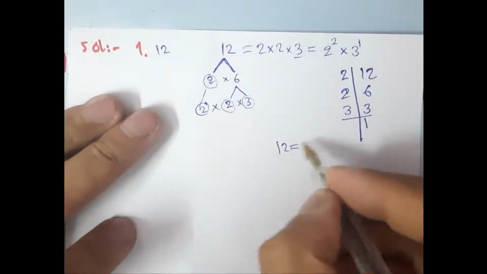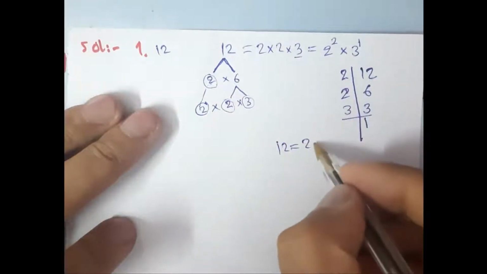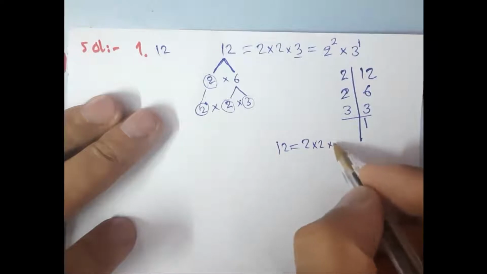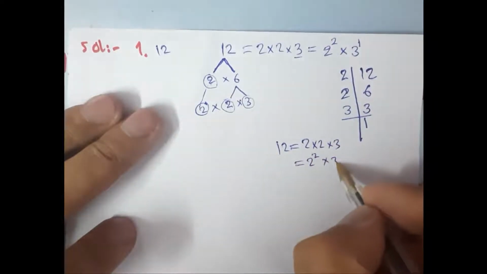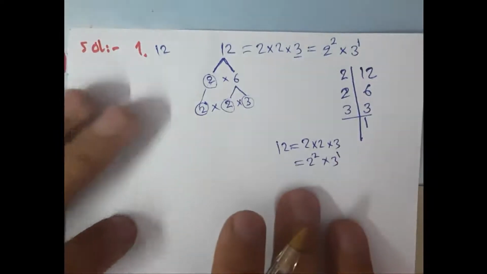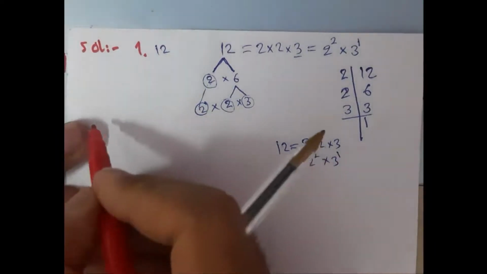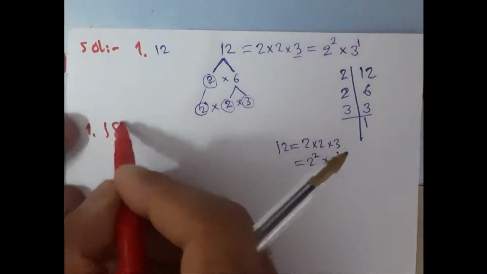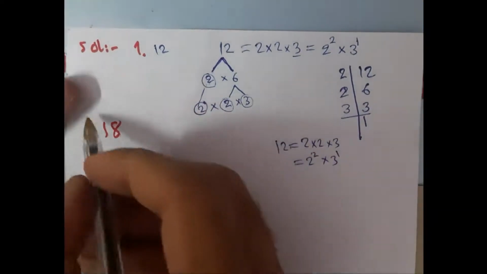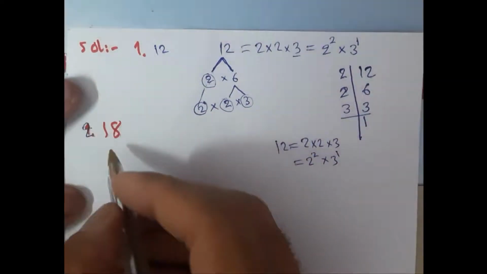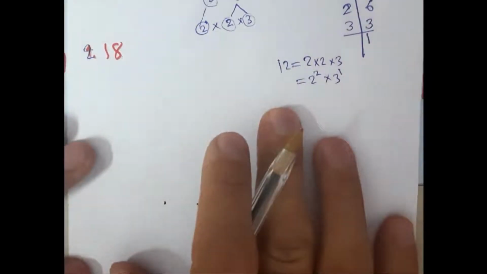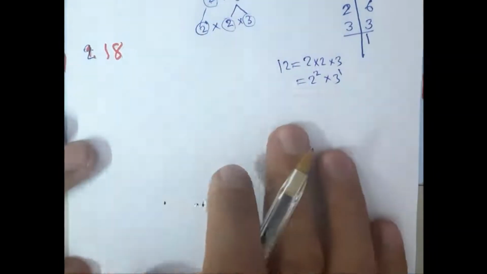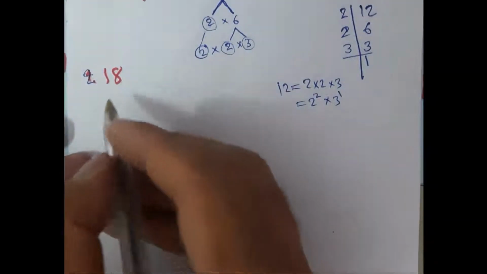12 is equal to 2 times 2 times 3. It is equal to 2 to the power 2 times 3 to the power 1. It was the first number. Second number, we had 18. Second number, it's number 2. Also, like question 1, we can solve this question.